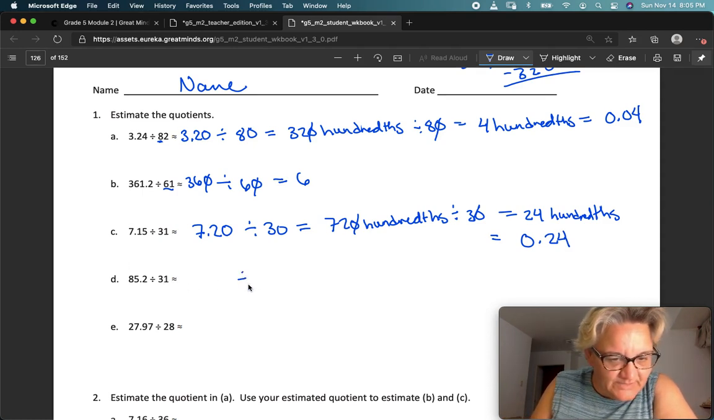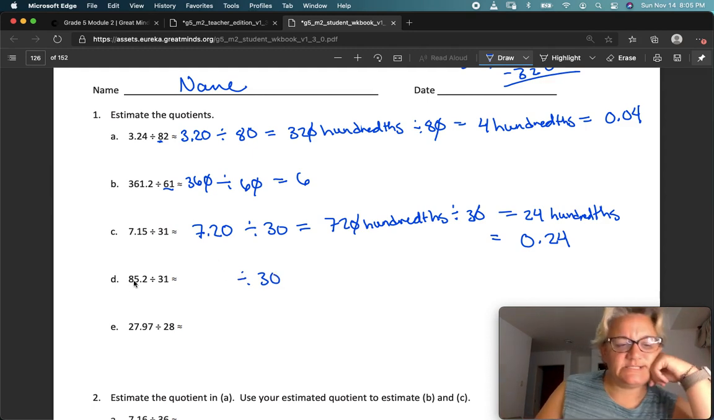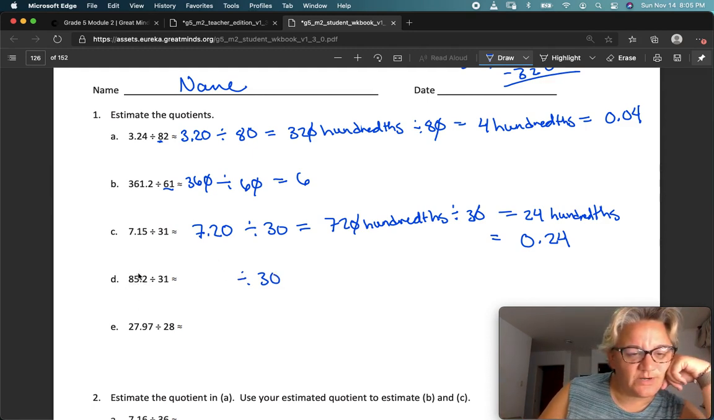This one I'm going to round down to 30 right away. And 30 into what would work here?